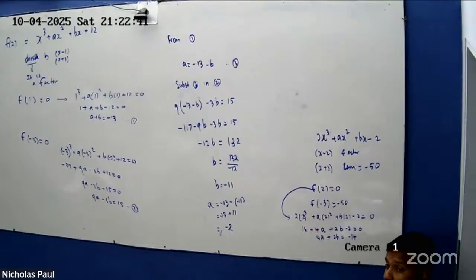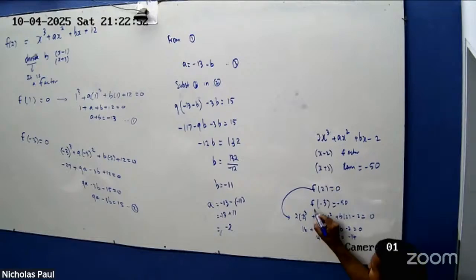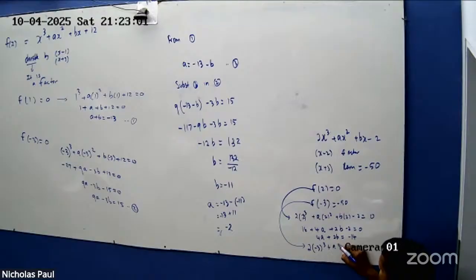If you want, you divide it by 2, and it will look a little bit easier. It's up to you. You don't have to. And then here now, do the same thing again. 2 by minus 3 cubed plus a by minus 3 squared plus b by minus 3 minus 2 is minus 50. Do write 0 minus 50.